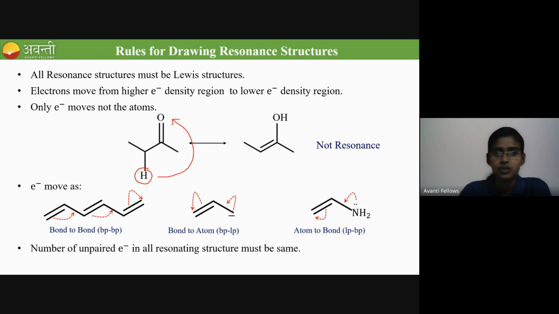Got it? So what is the first one? All must be in the Lewis structure form, and electrons always move from higher electron density to lower electron density region. Only the electron moves and not the atoms. Okay? And the last one is the number of unpaired electrons in all the resonating structures must be the same. Got it? So now let us do one question.